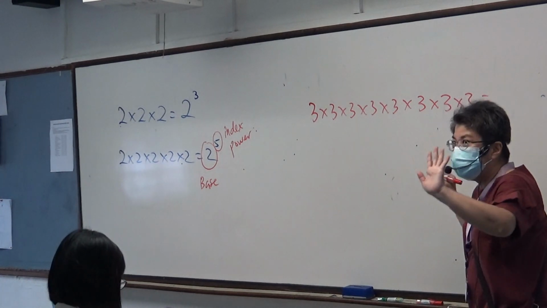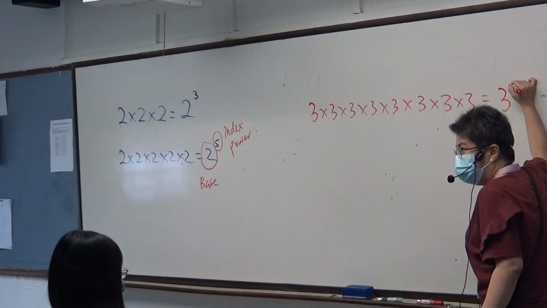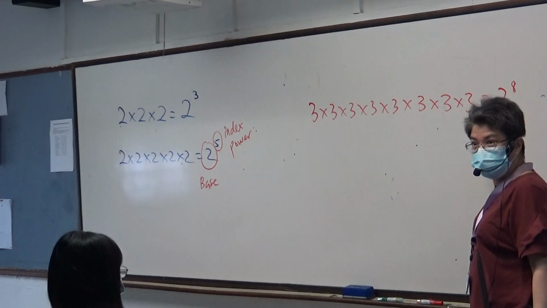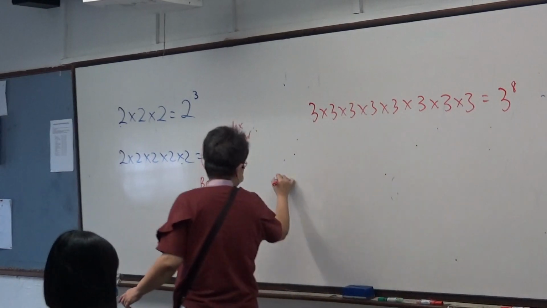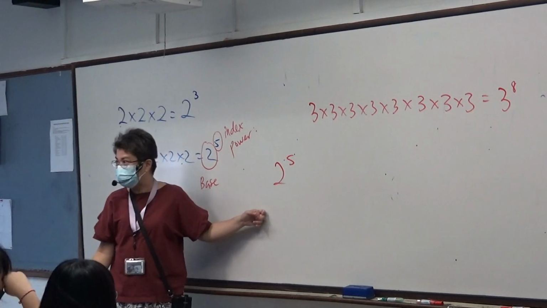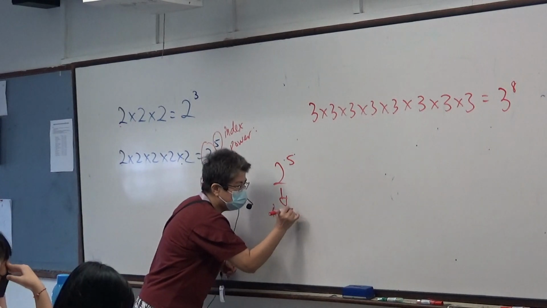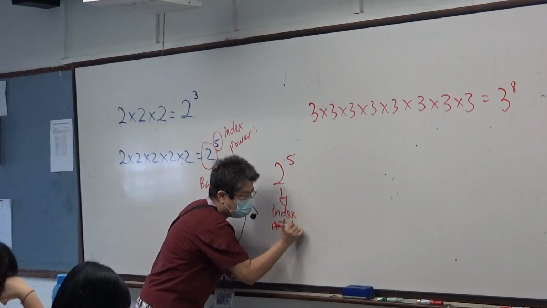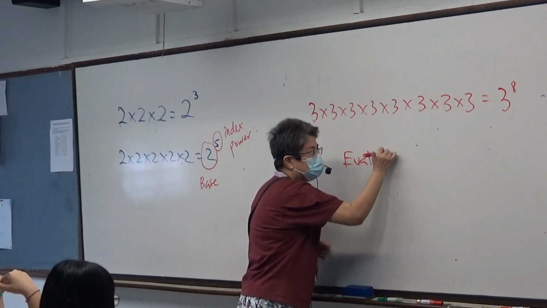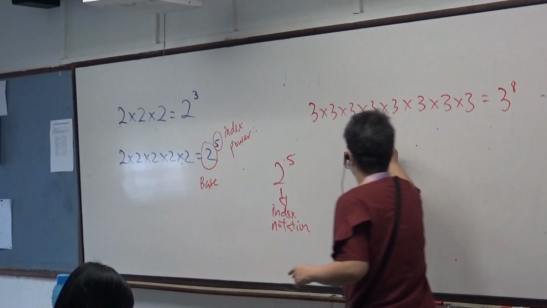Don't answer yet. I said in index notation, 3 to the power of 8. This is called index notation. Now, if I write like that, this is called index notation. Understand? Now, once you see the word evaluate, what's the meaning of evaluate?